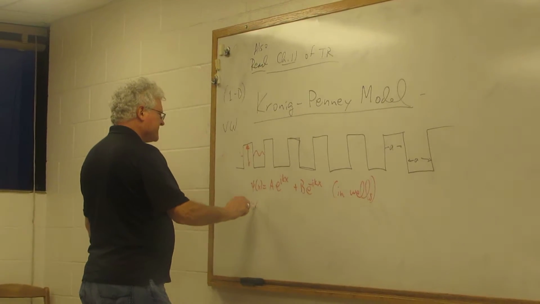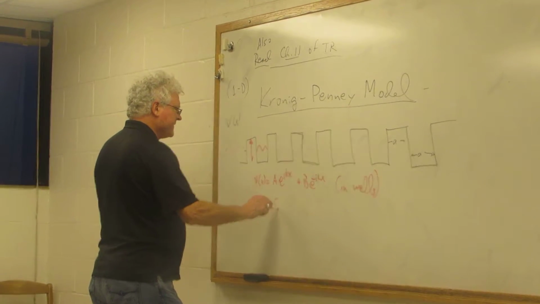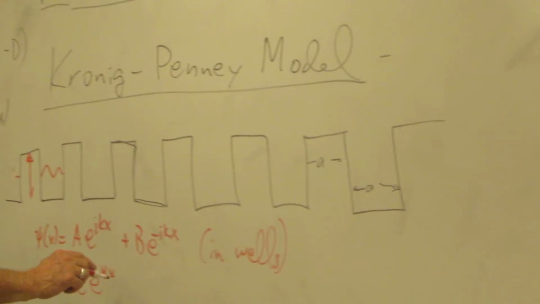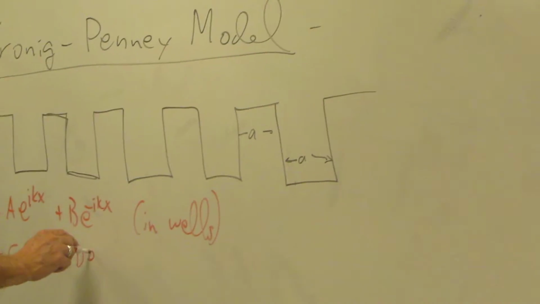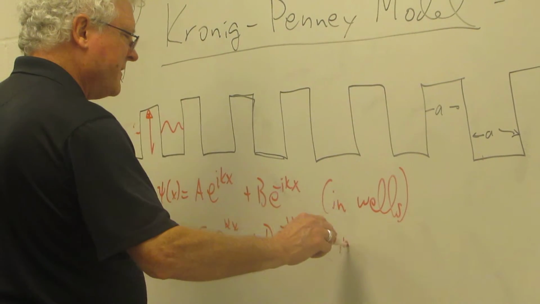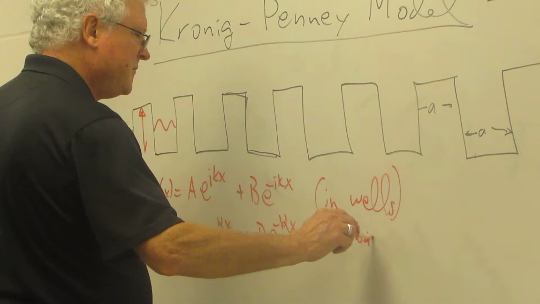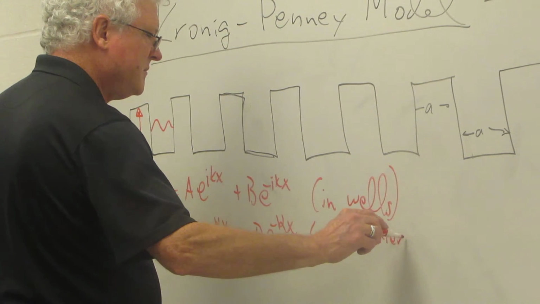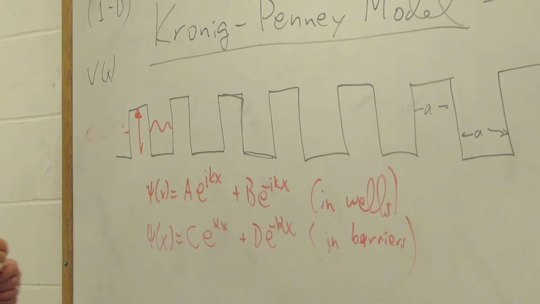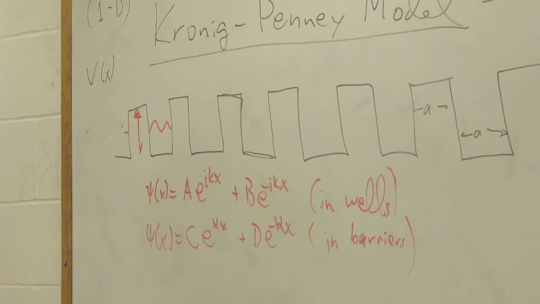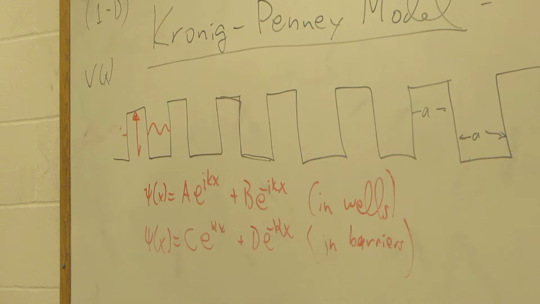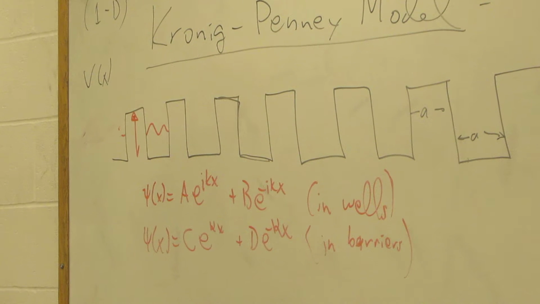And psi of x, I think they do something like this, e to the kappa x plus d e to the minus kappa x. Again, this is in the barriers. And the idea is that we want to see if we can actually solve the Schrodinger equation for this picture.